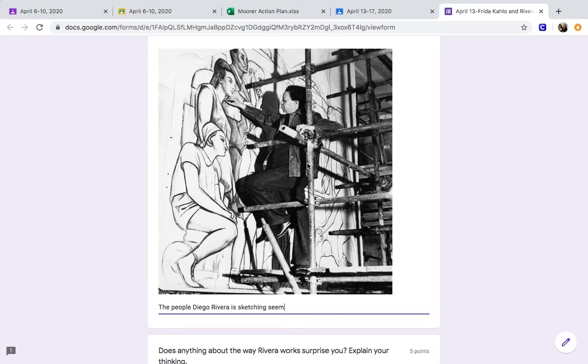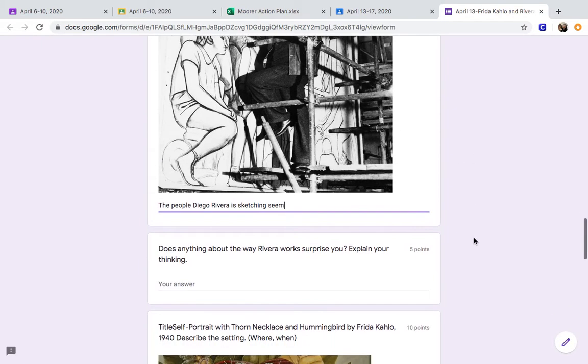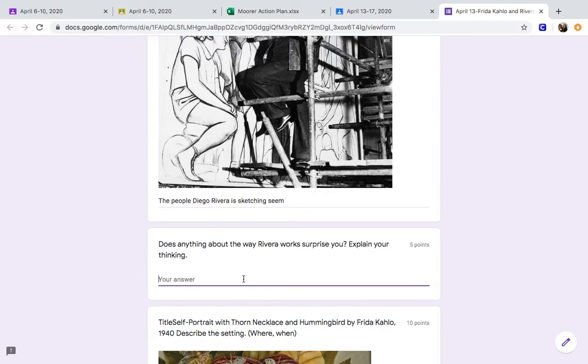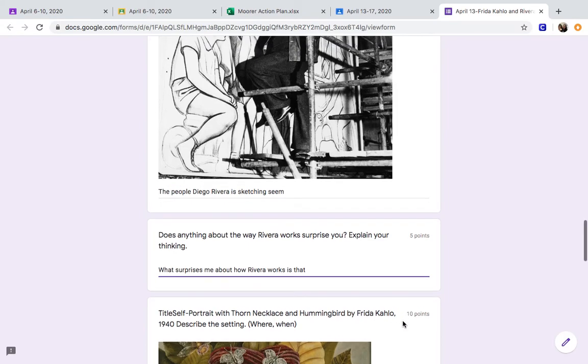So again, you can look at either how he's positioned and how he's actually working physically, or what the painting looks like in the process of how he is operating. So here you could say, what surprises me about how Rivera works is that, and then fill in your sentence.